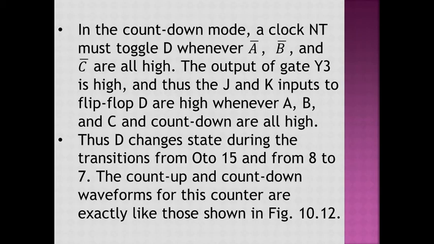In the countdown mode, a clock negative transition must toggle the flip-flop D whenever A bar, B bar, and C bar are all high. The output of gate Y3 is high, and thus the J and K inputs to the flip-flop D are high whenever A bar, B bar, C bar, and countdown line are all high. Thus, D changes the state during the transition from 0 to 15, from 8 to 7.